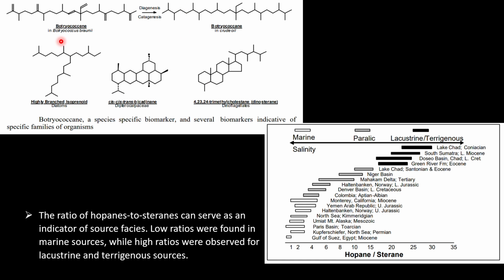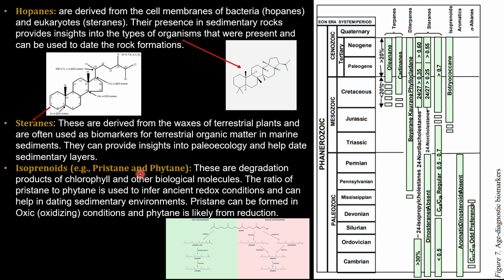This is the crude oil. This is, I think, the angiosperm plant biomarker, and this is the ratio of the hopane to terpane. If you go to a higher hopane to terpane ratio, it will give a lacustrine or terrigenous environment. If you go back to a low ratio, it will give a marine or saline environment.